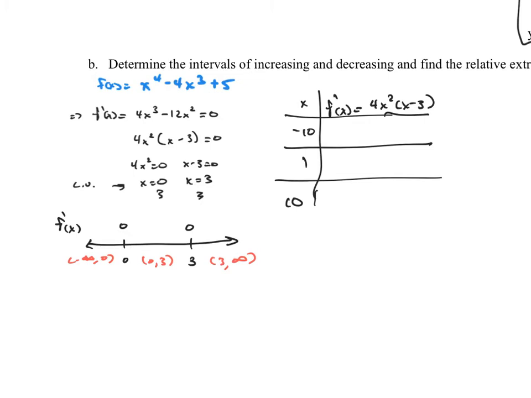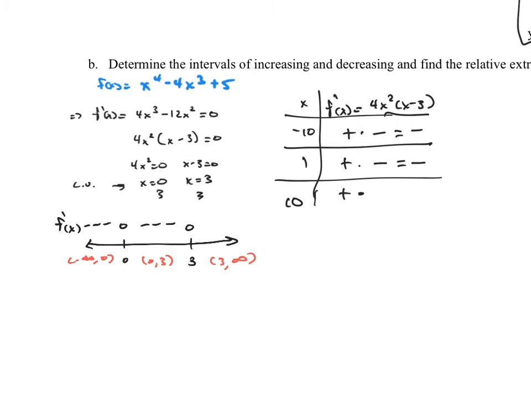Negative 10 squared times 4, well, anything squared times 4 is going to be positive, so I always know my first factor is positive. Negative 10 minus 3 is negative. A positive times a negative is negative, so because that test point was negative, that entire interval is negative. For 1, again, the first factor has to be positive. 1 minus 3 is negative. A positive times a negative is negative, so because that test point was negative, all points in that interval are negative.